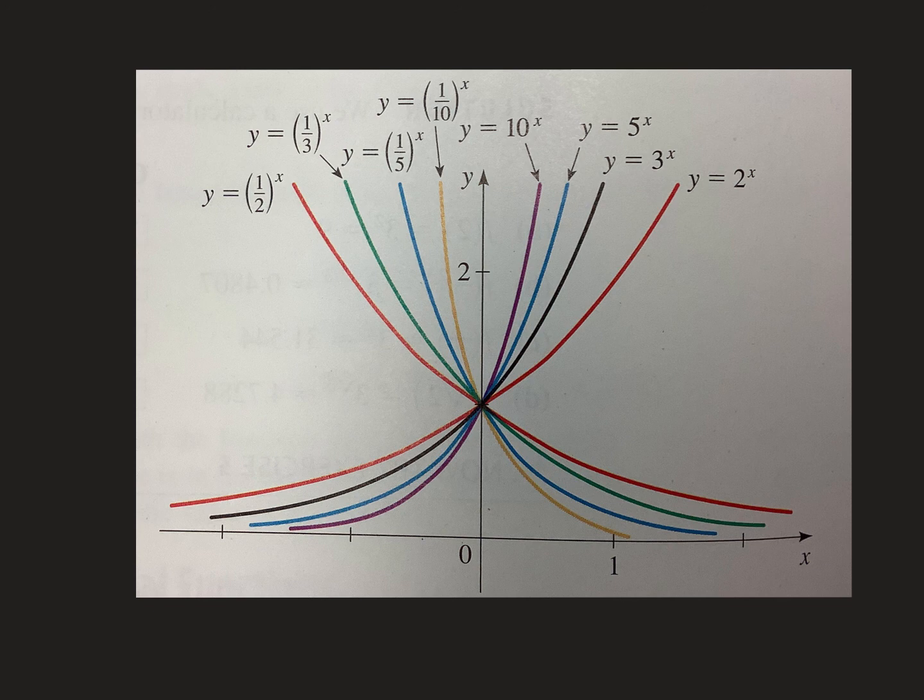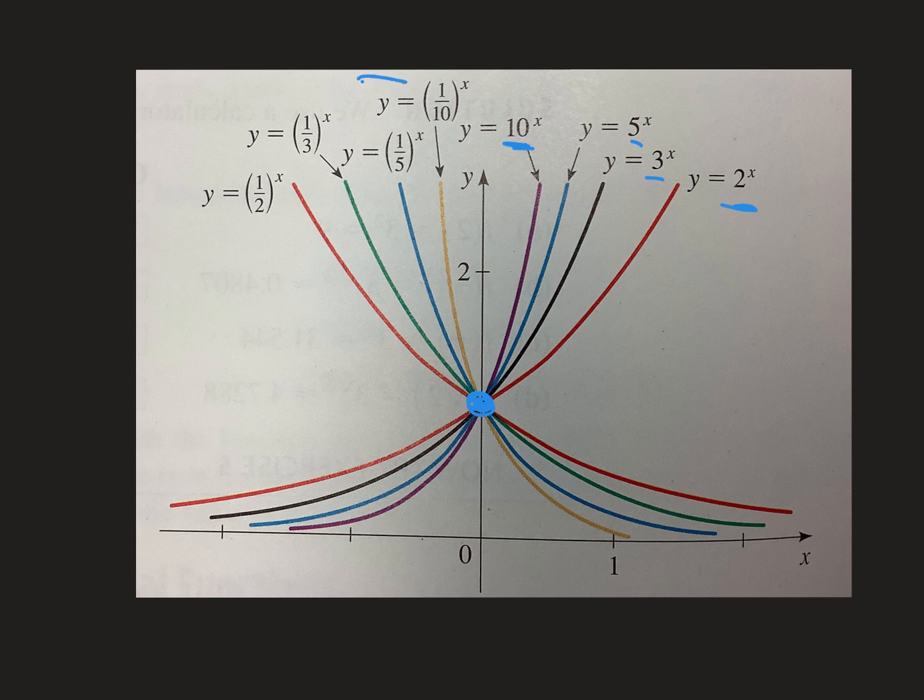Basically, what it's showing you is whatever the number is, like the 2, the 3, the 5, the 10, those numbers make the graph grow faster and faster and faster. Notice all of them converge right here. That point right there is (0, 1), because anything to the 0 power is 1. But then the bigger the number, the faster it grows.